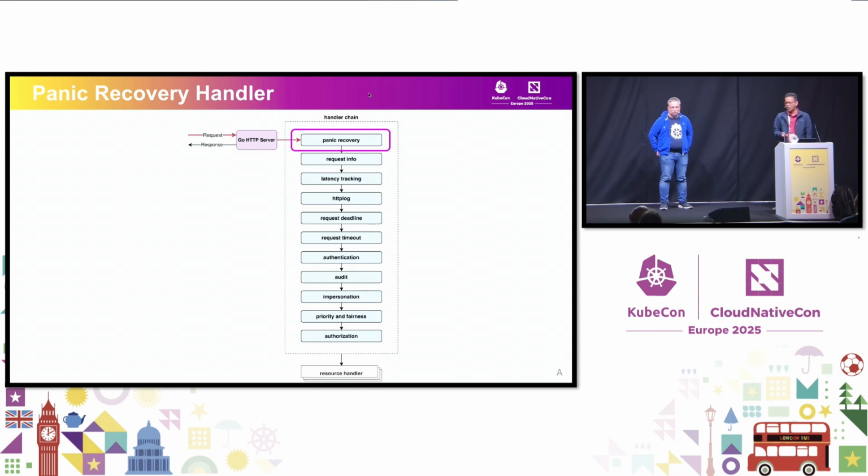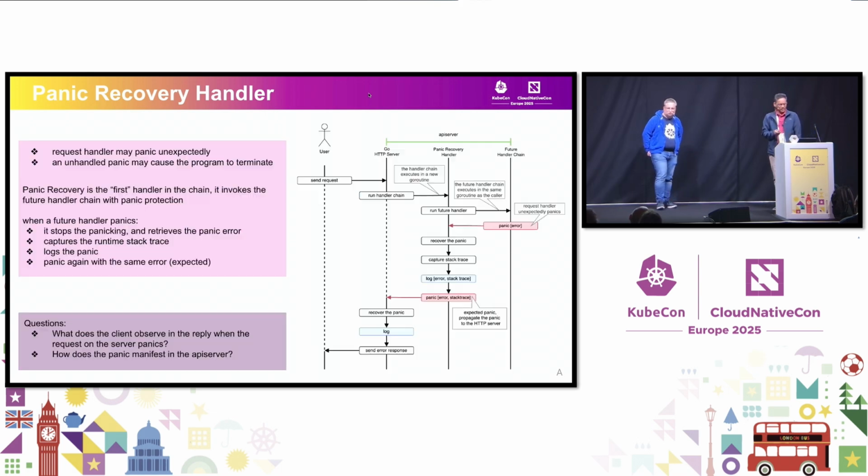The first stop is the panic recovery handler. It is responsible for managing panics thrown by request handling code. This figure sketches out the path that a panicking request takes. We start at the Go HTTP server. It invokes the complete request handler in a new Go routine. Then at some point, the panic recovery handler starts executing, and it takes the rest of the handler chain and invokes it in the same Go routine.